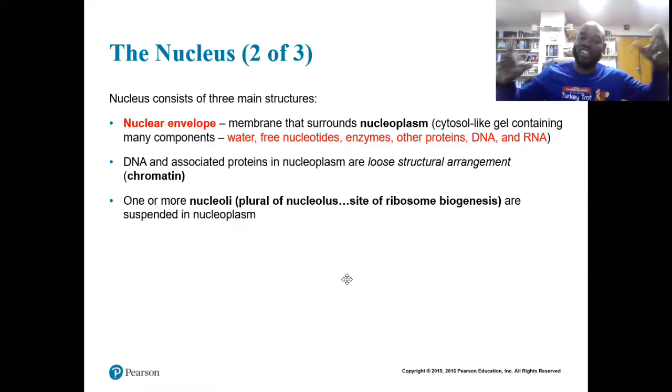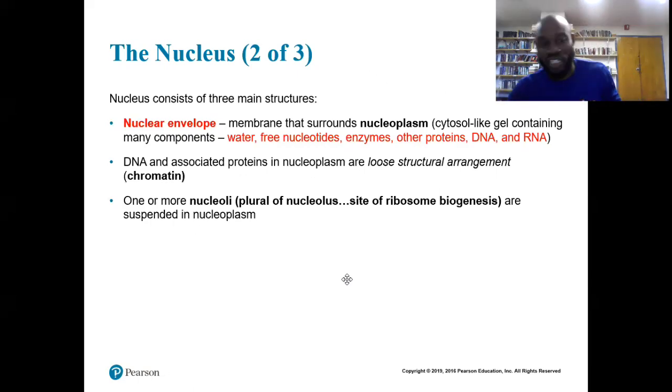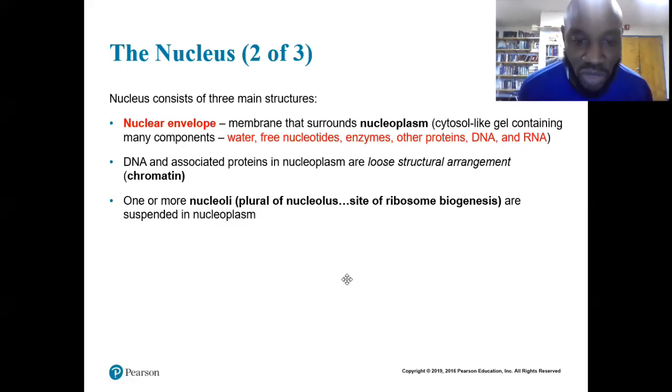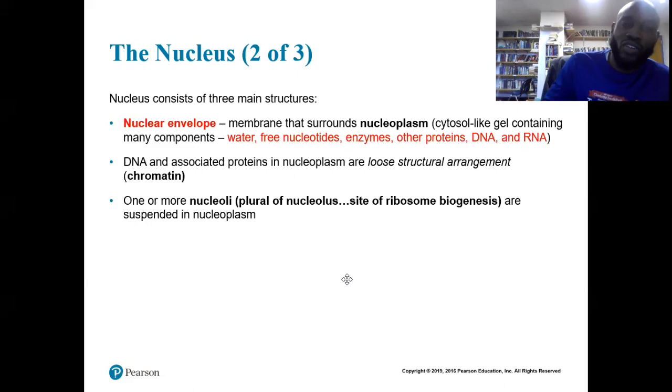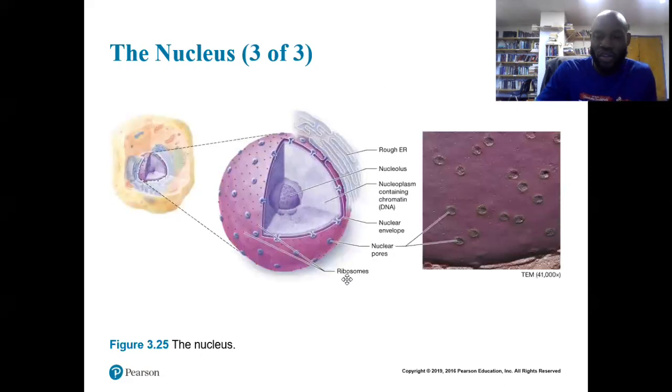DNA is not just a big long string. It's actually wrapped around certain proteins, so we call that chromatin. And one or more nucleoli, plural of nucleolus, the site of ribosome biogenesis, suspended in the nucleoplasm. So we have all this going on in the nucleus, and we're going to talk about this, of course.